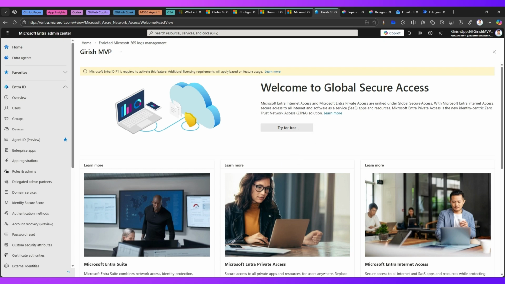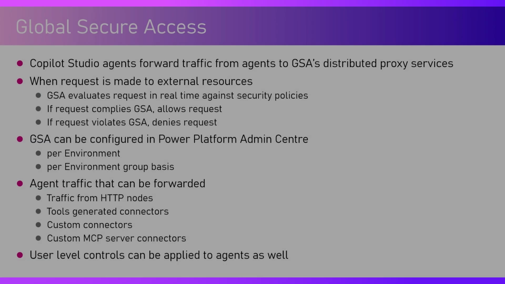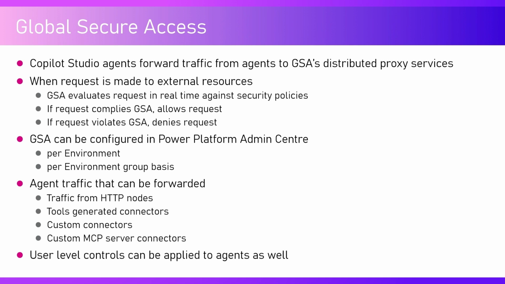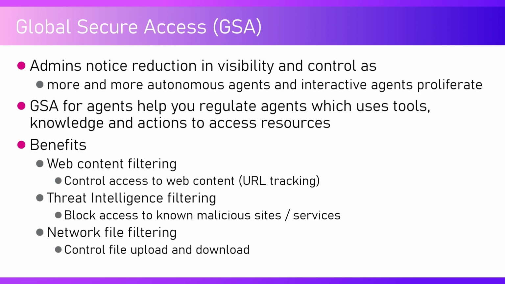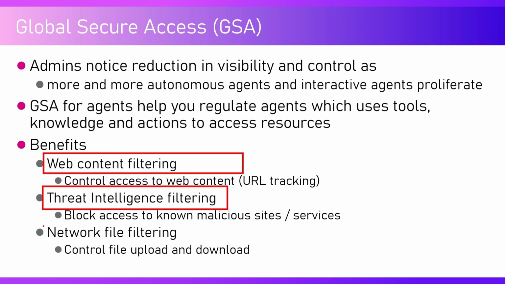So that's it, folks. This is all about Microsoft Global Secure Access. Basically, the Copilot Studio agent forwards the traffic from the agents to the GSA distributed proxy services to perform various operations, as I mentioned within my slide deck. Three things you get out of it are web content filtering, threat intelligence filtering, and network file filtering, which will help you ensure that your information is secure and passed on to the right channel or services.